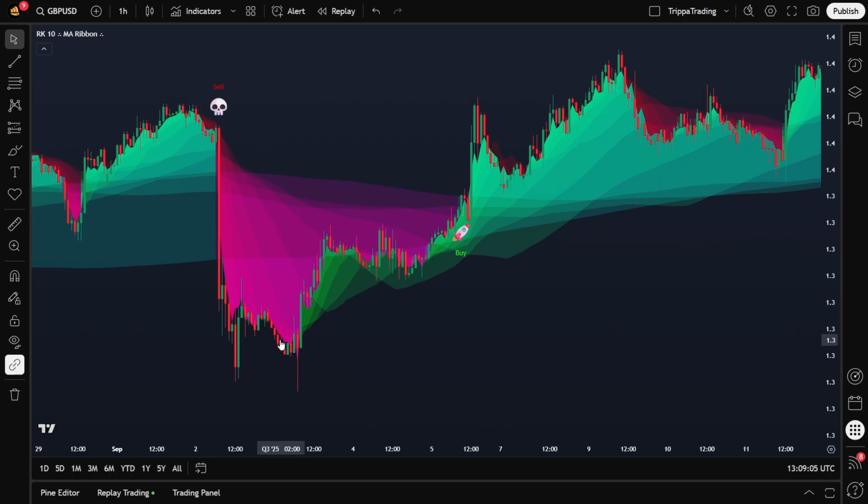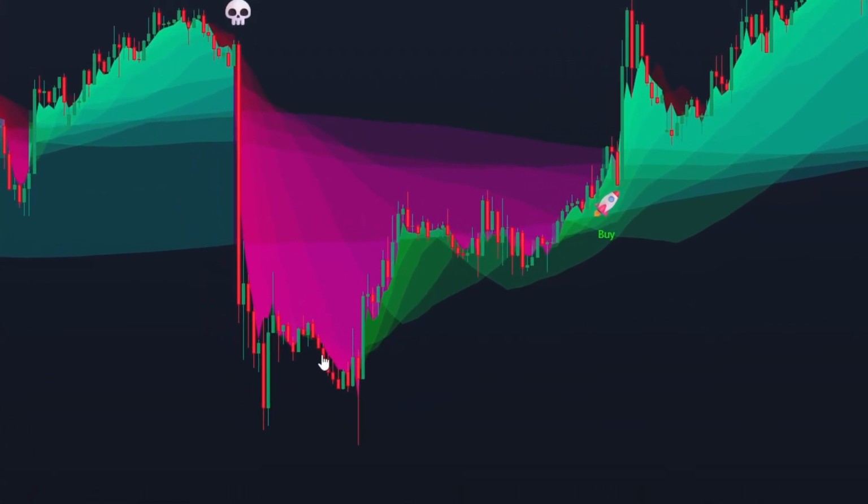If the price is below all the averages, the downtrend is strong, as we can see over here. But if the price starts crossing back above the shorter averages, it's showing weakness.